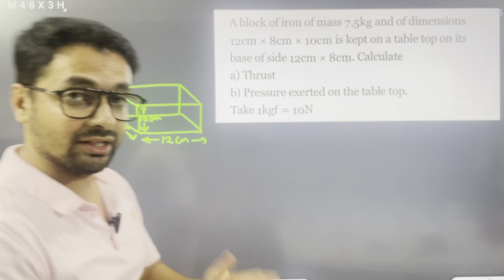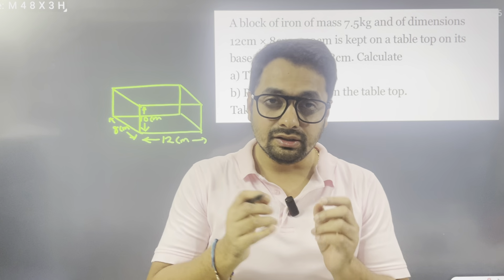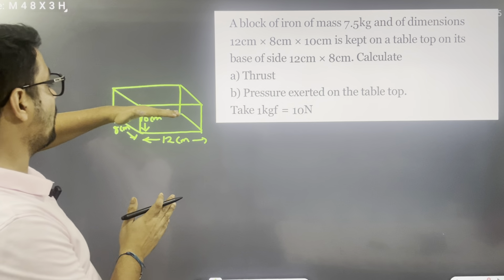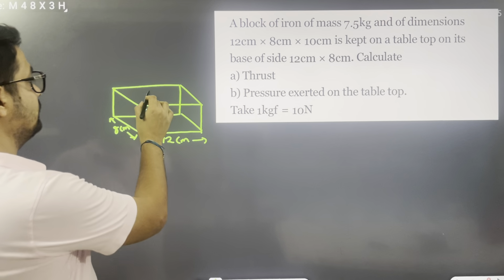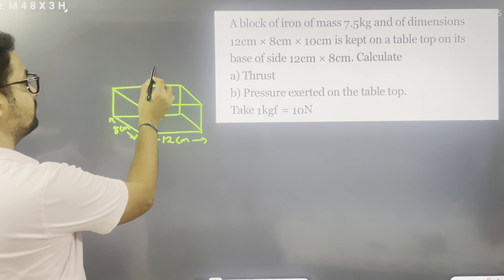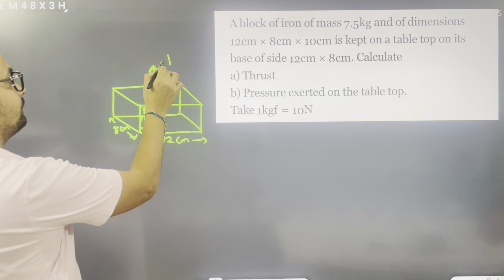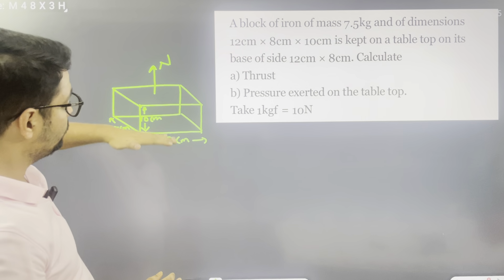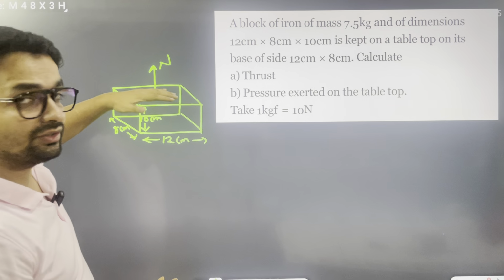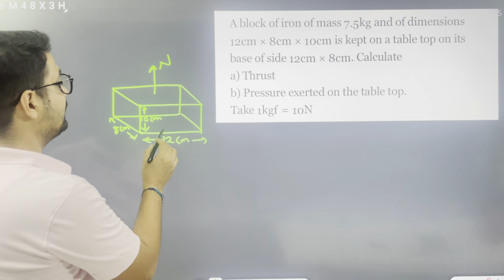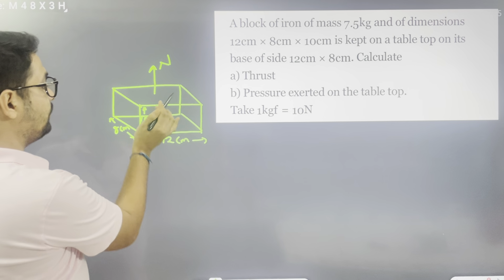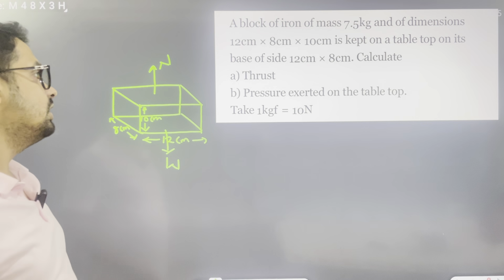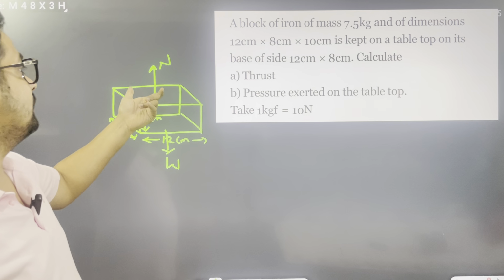Now I have to find the thrust. So what is the meaning of thrust? Thrust is normal force. Now here, when you are keeping this block on the table, the normal force will be in vertical upward direction. This normal force is due to what? Is due to the table, because it is in contact with the table. And here the weight of this block is in vertical downward direction. That is what W. So thrust is that normal force N.